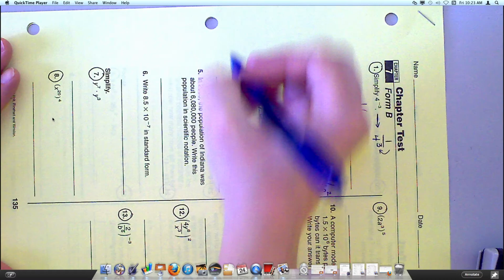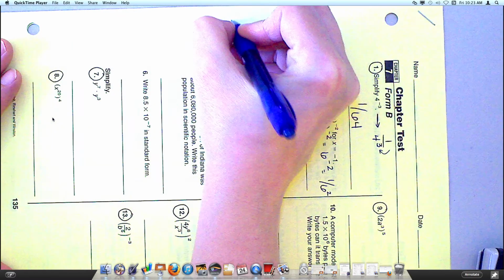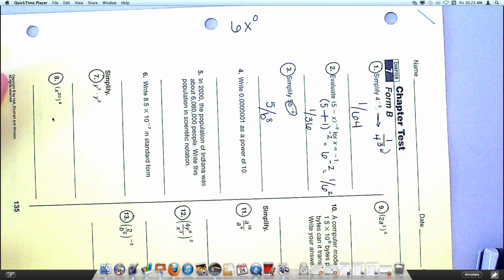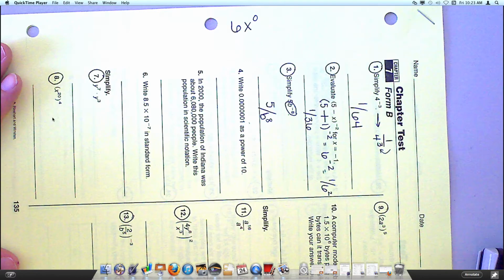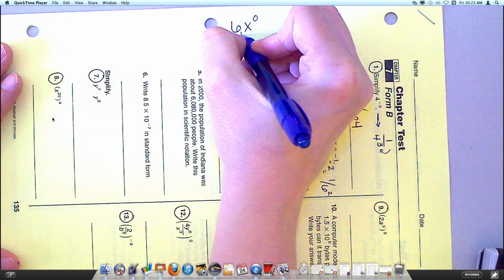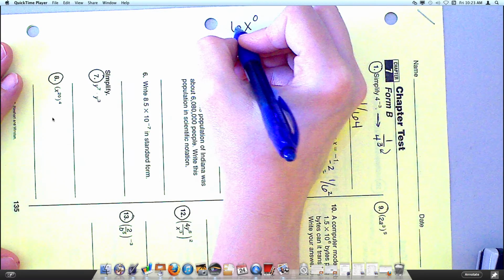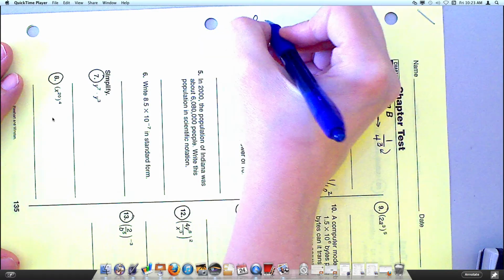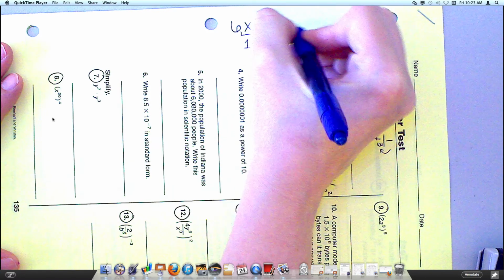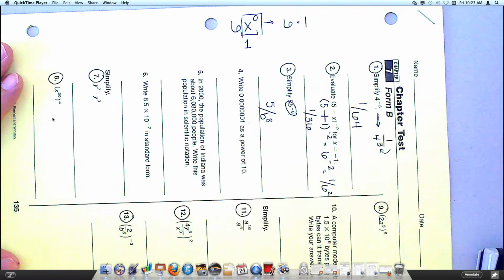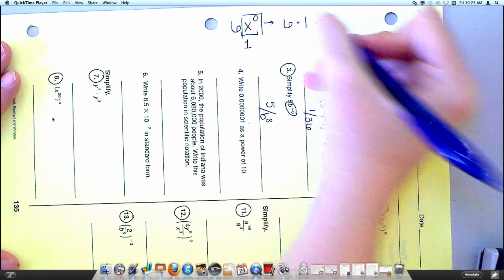Let's say I gave you 6x to the power of 0. Anything besides 0, is what? 0. Close, not 0. 1. But x to the power of 0 is 1, but I still have the 6 there, right? So really what this is saying is 6 times 1, because the x to the 0 becomes a 1, but the 6 is still there. So your answer would just be what? 6.